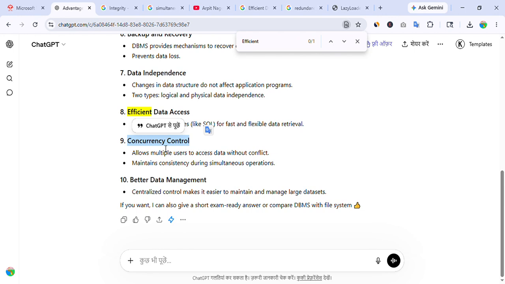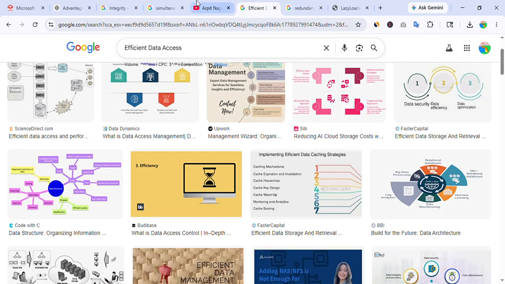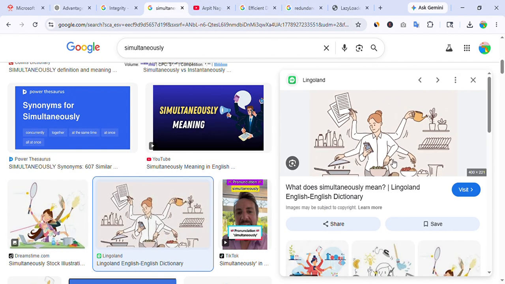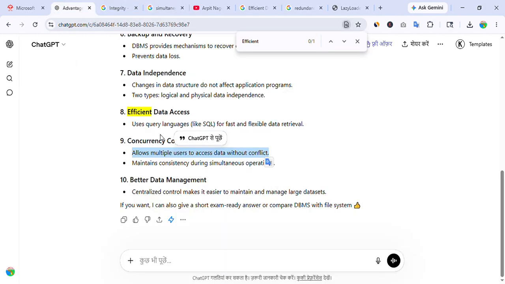This is not a physical thing, this is a soft copy, so we can easily distribute it. Hence the database management system allows multiple users to access the data without conflict. As we can see in this diagram, the simultaneous access example. So simultaneous access and concurrency control, both are the same thing.